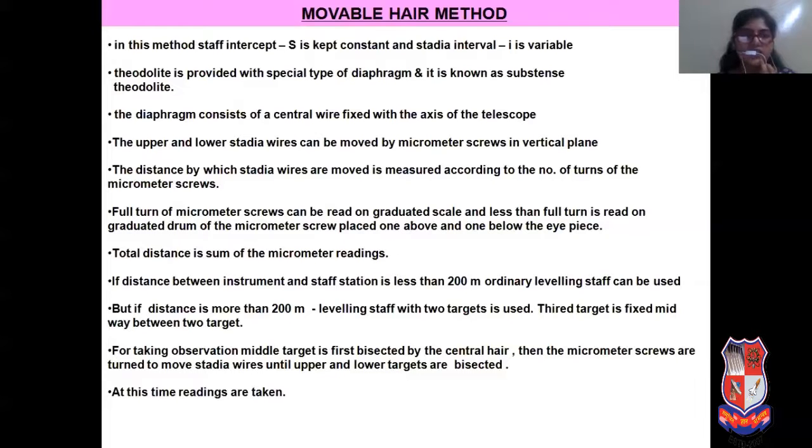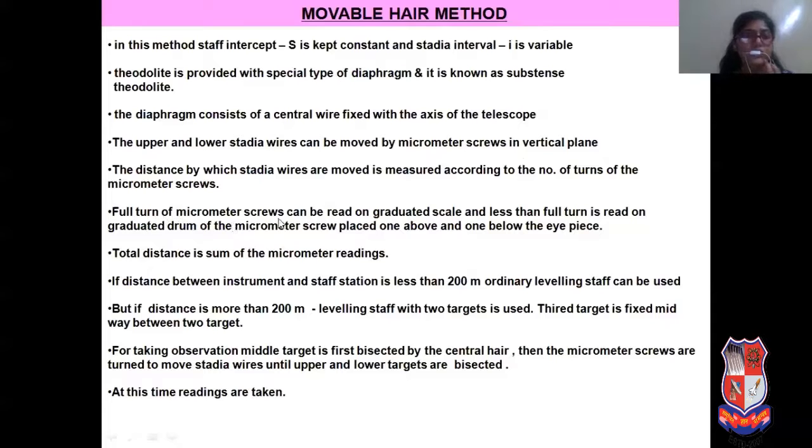In this method, the staff intercept S is kept constant and the stadia interval i is variable. The theodolite is provided with a special type of diaphragm and it is known as a subtense theodolite. The diaphragm consists of a central wire fixed with the axis of the telescope. The upper and lower stadia wires can be moved by micrometer screws in a vertical plane. The distance by which the stadia wires are moved is measured according to the number of turns of the micrometer screws.